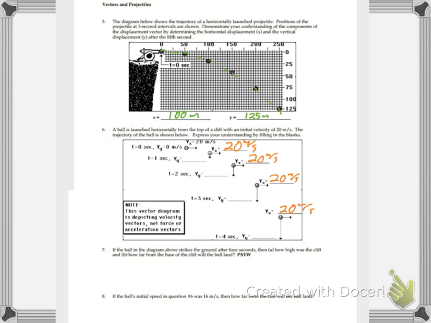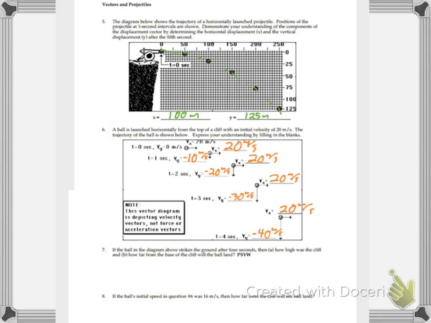So now our velocity in y, after 1 second, has become negative 10 meters per second. After 2 seconds, we're at negative 20 meters per second. 3 seconds, negative 30 meters per second. And at 4 seconds, it is at negative 40 meters per second, because this object changes at negative 10 meters per second each second.